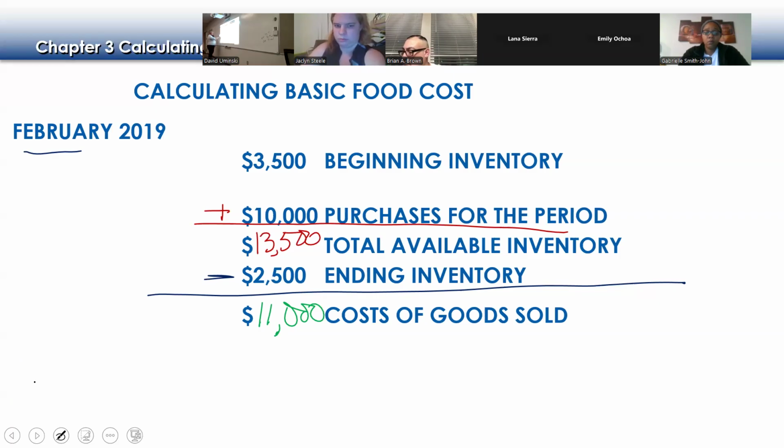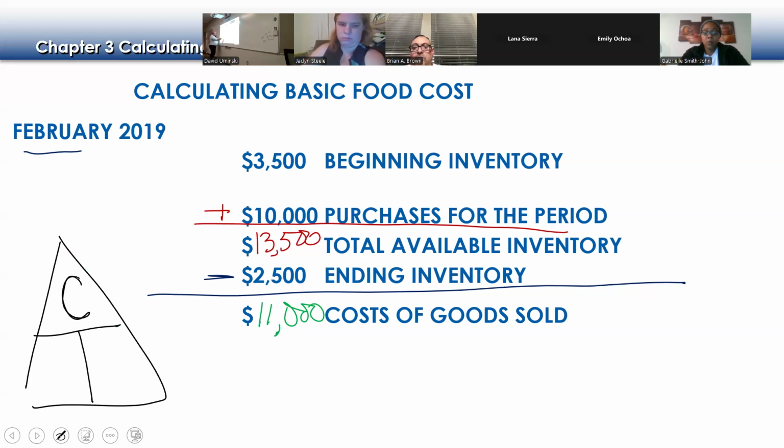Now, let's tie it back to whatever we've been talking about throughout the semester. This 11,000 right here is the top portion of our triangle. That's how we find that number, right? So up until this point, I've just been giving you numbers at random. This is where that $11,000 comes from. Where does this sales number come from?